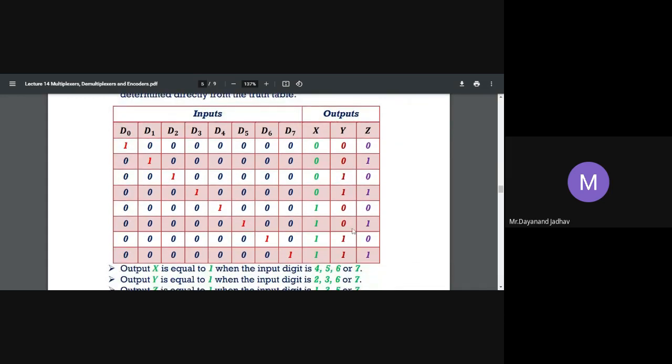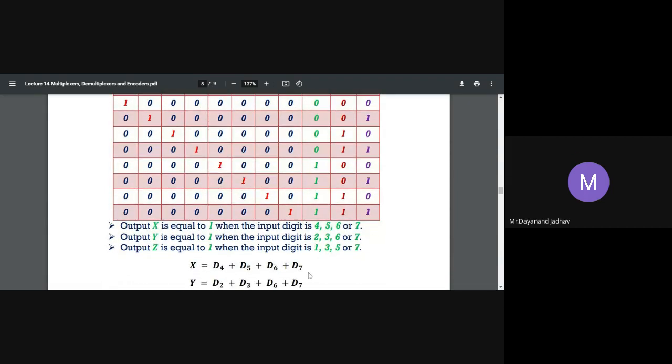These 8 inputs are there. If D0 is equal to 1 and the others are 0, the output is 0, 0, 0. For D1, the output is 001, which is the binary for 1. Like that 010 is the binary of 2, where D2 is 1. Like that 111 is 7, so we can consider D7 high and the others low.